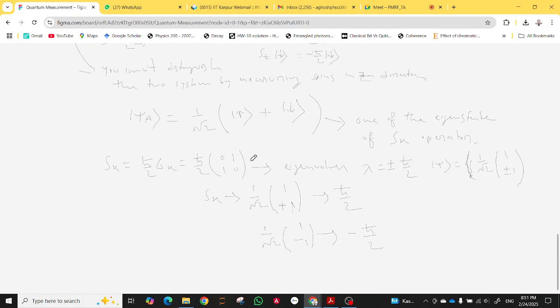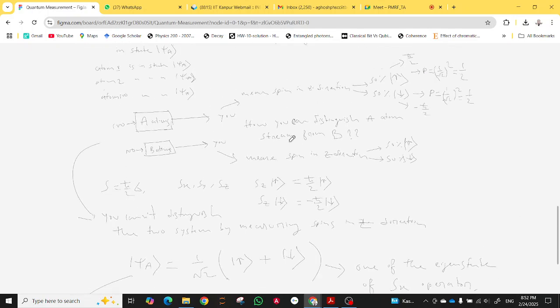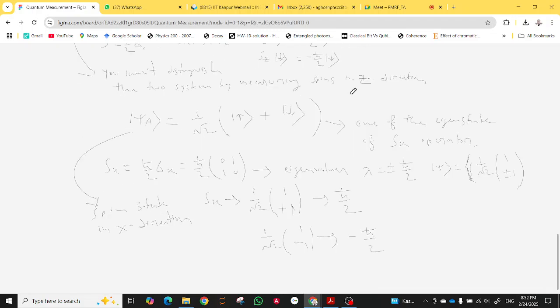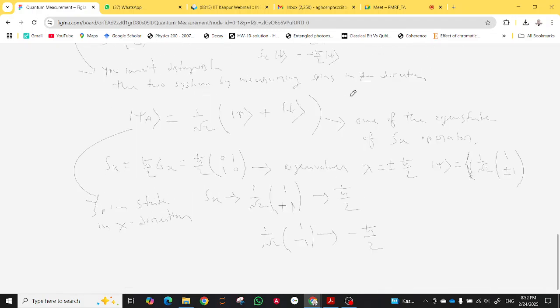So the psi state is what? This is the eigenstate in the x direction, right? This is nothing but the spin state in the x direction, right? So now if you measure the spin state in the x direction, instead of measuring the spins in the z direction, now you measure the spin in the x direction, okay?